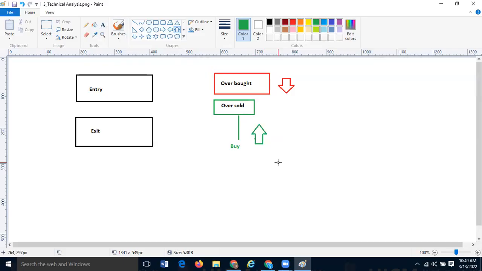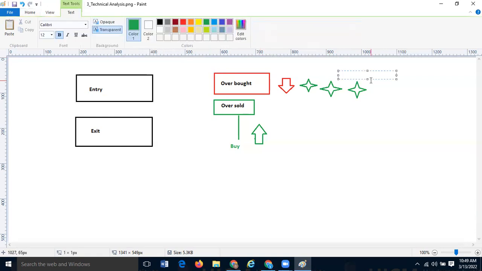Now, whenever it is overbought, you will see that the fear factor is not much. People are buying more, and people are not fearing much. So here people will buy more, but it is overbought. The fear factor is less here.